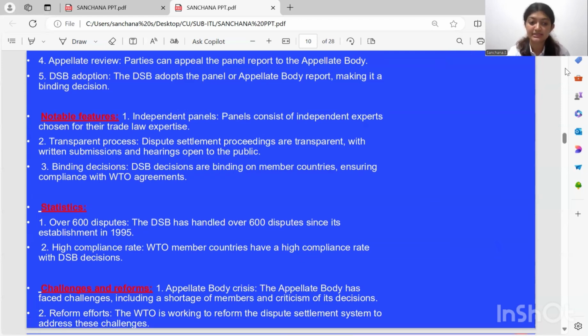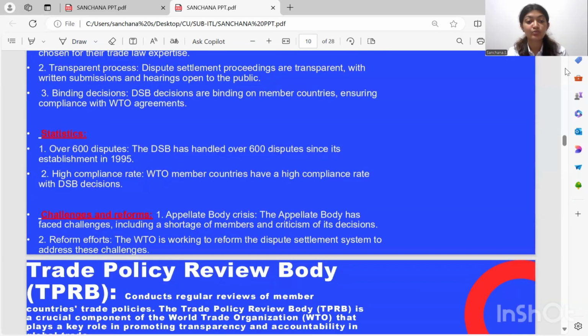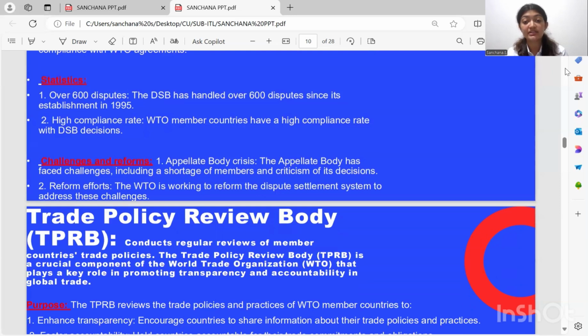with WTO agreements. The statistics given here: 600 disputes since establishment in 1995, and a high compliance rate. Challenges and reforms are stated below: the Appellate Body crisis and the reform efforts which have been taken by the WTO to settle disputes and to address the challenges.